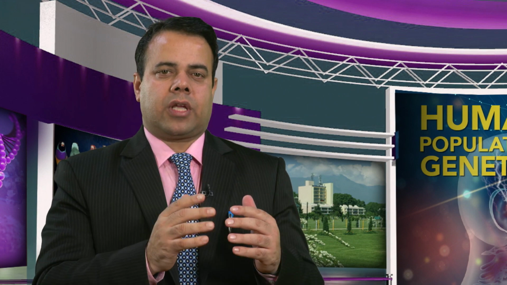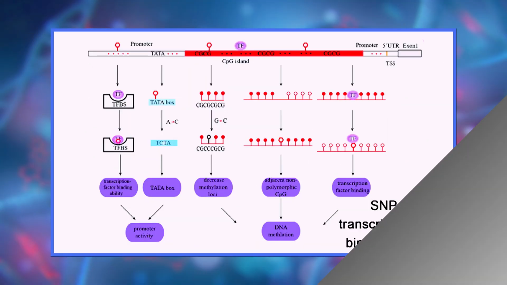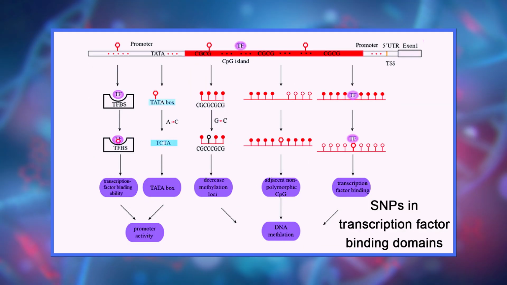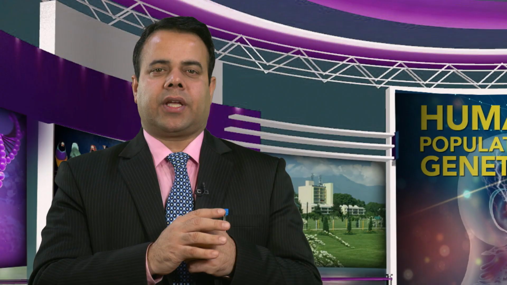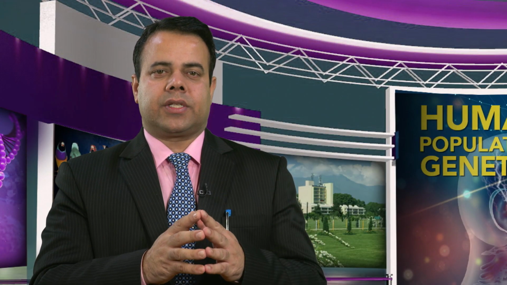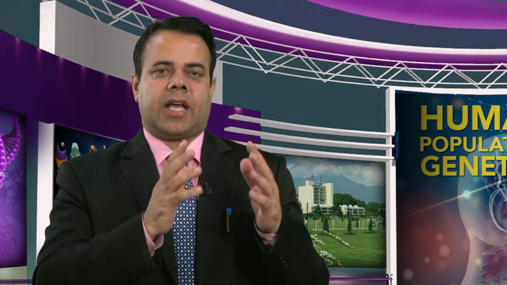Such genetic regions include, for example, those involved in transcription. Examples are SNPs in transcription factor binding domains, in promoter regions, in areas involved in transcript processing, such as SNPs at intron-exon boundaries, which may cause defective splicing, or in mRNA processing signal sequences, such as polyadenylation signal regions.